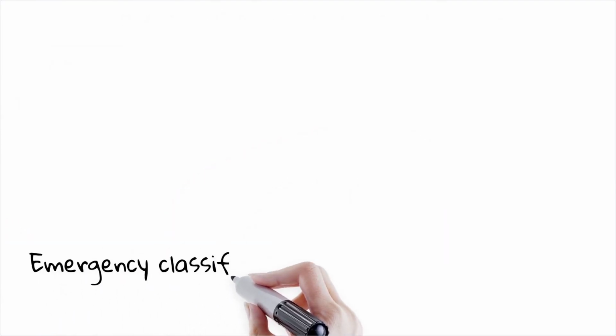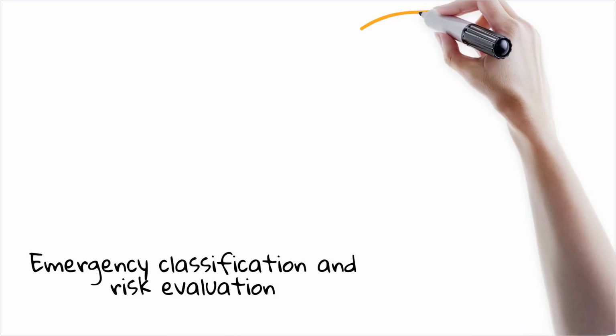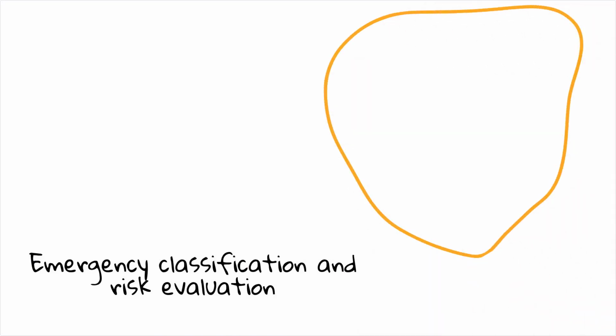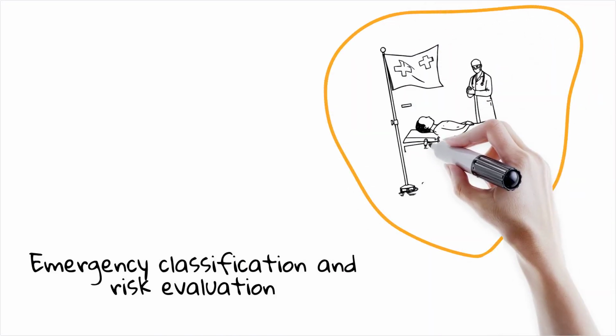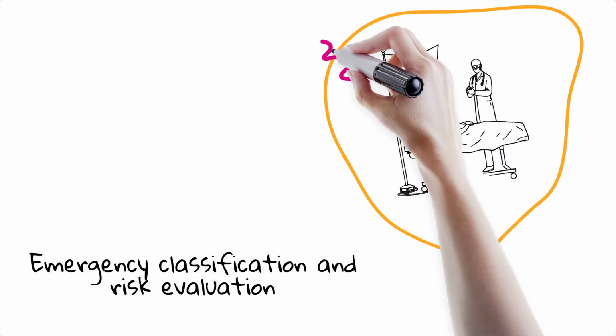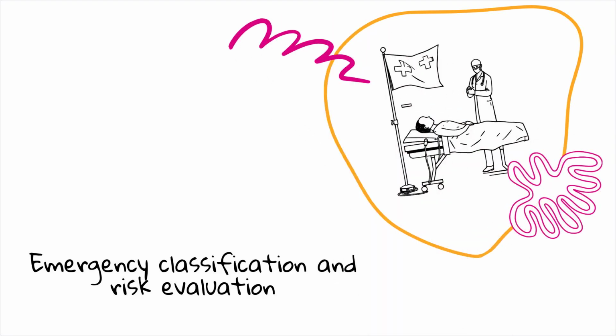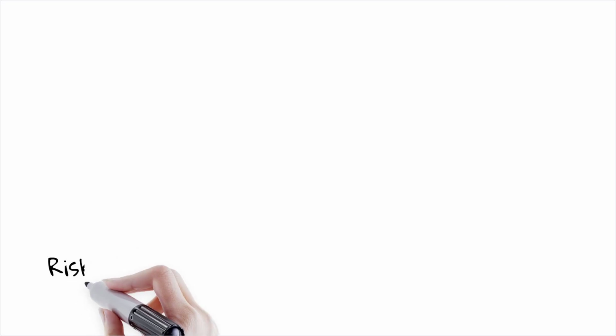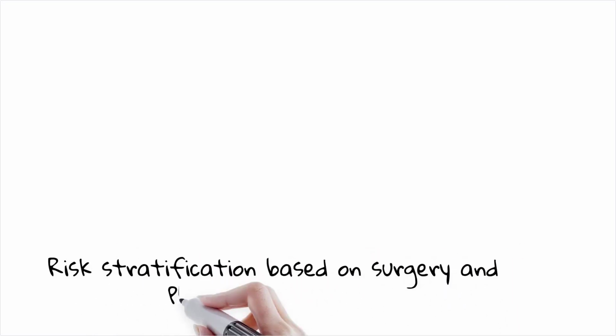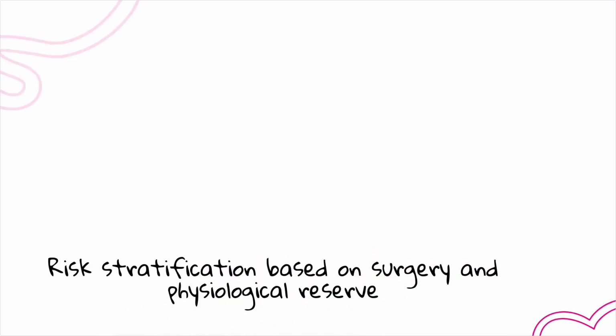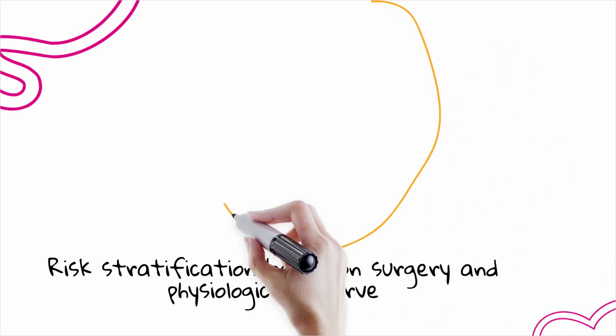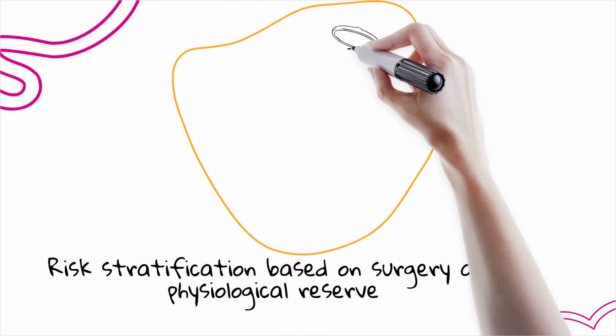If the surgery is an emergency, we simply add an E, like ASA 2E for an appendectomy in a hypertensive patient. But classification alone is not enough. We must also evaluate and optimize risk. Risk stratification involves considering the surgery itself. Is it low risk, like a hernia repair, or high risk, like major abdominal or thoracic surgery?